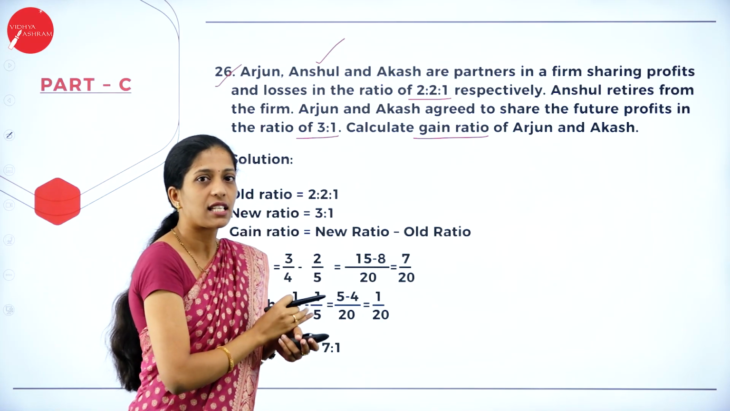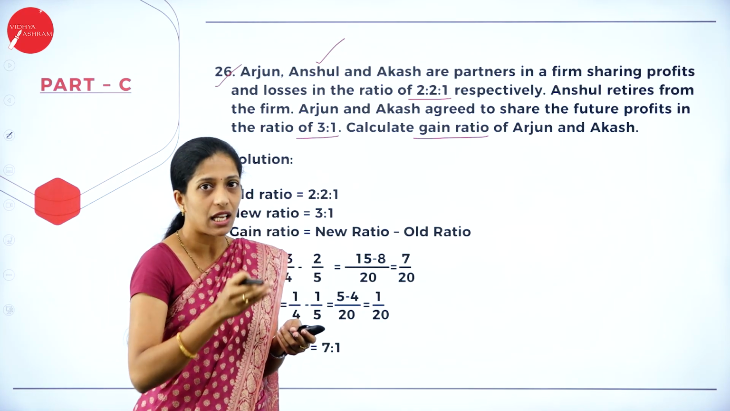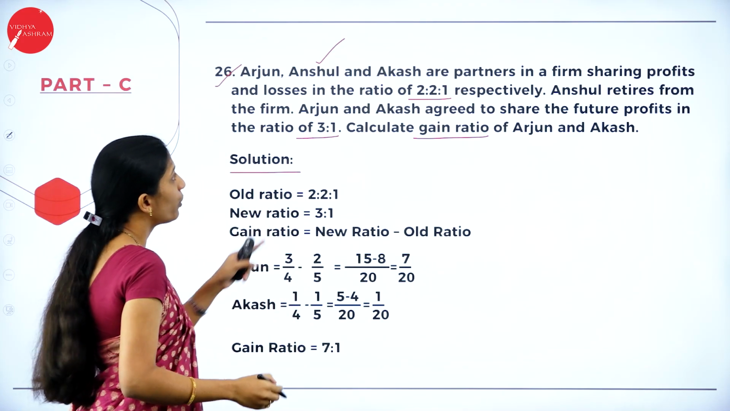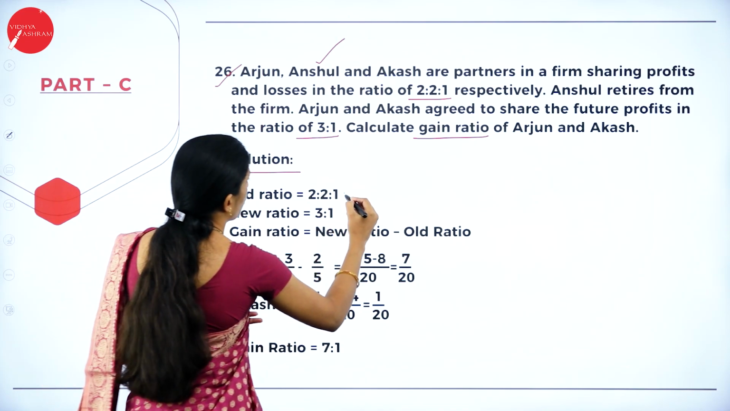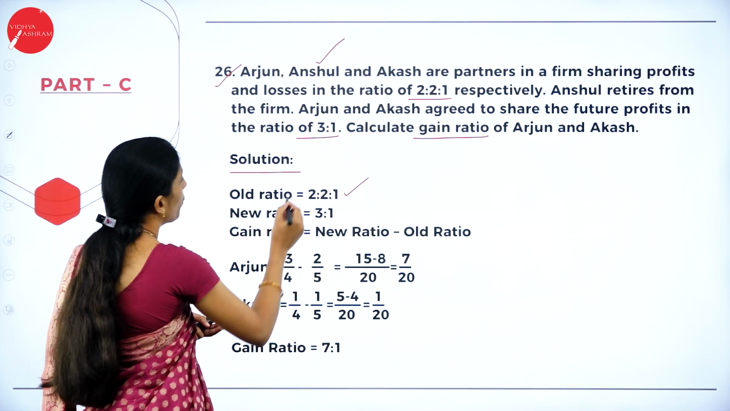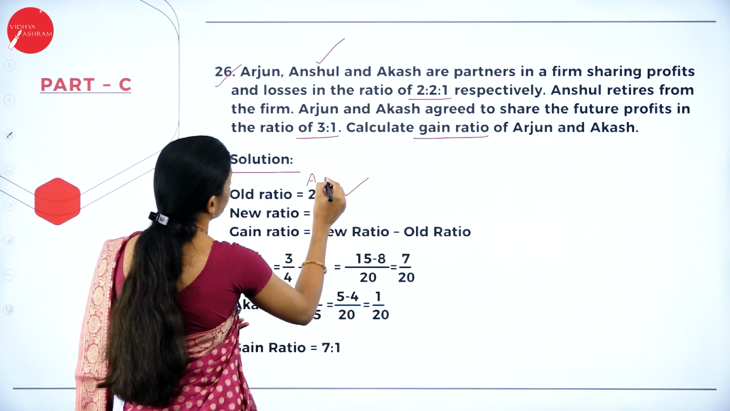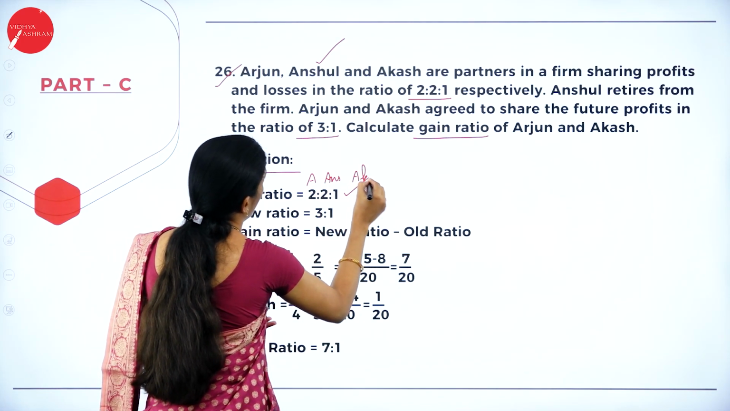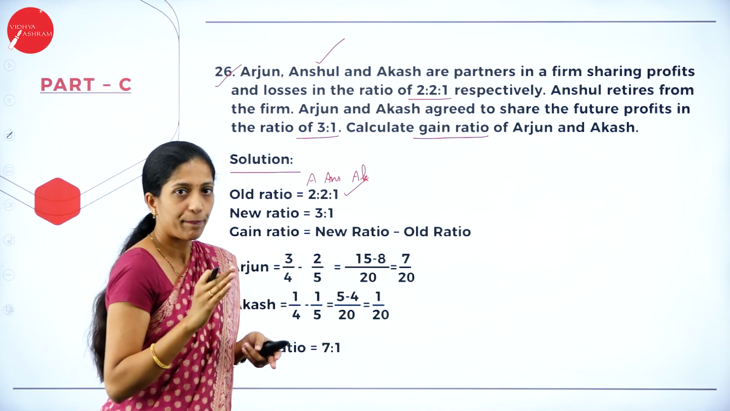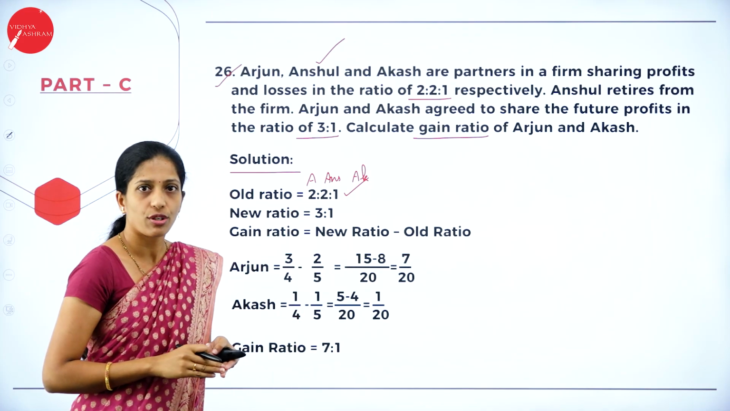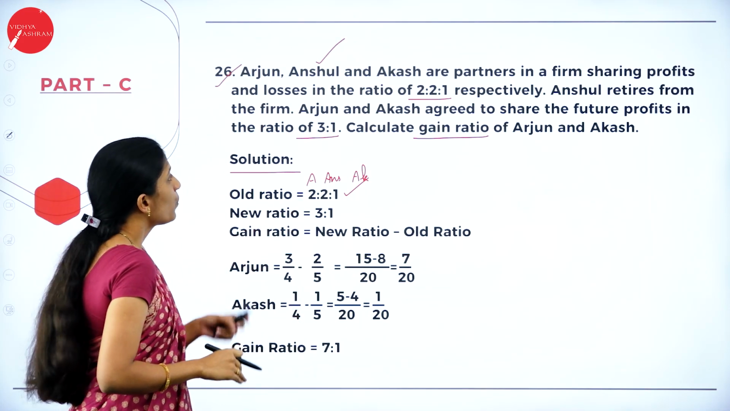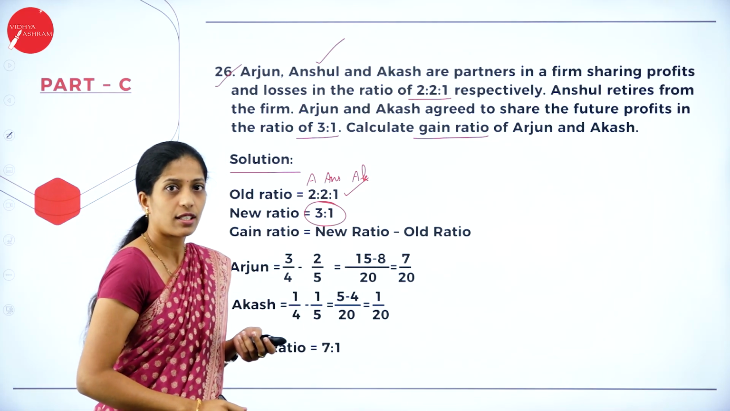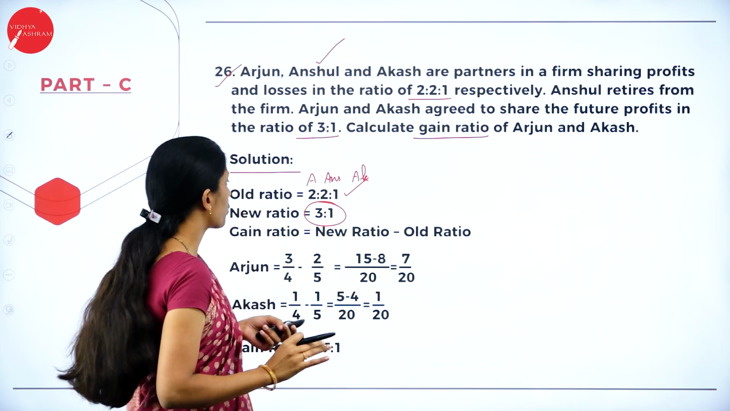First, since it is a 6 marks problem, first write whatever they have given in the question. So, this will be the solution. Old ratio they have given 2:2:1. Or you can write who are the partners. Arjun, Anshul as well as Akash. So, these are the partners. So, their old ratio is 2:2:1. What is their new ratio? 3:1. New ratio is 3:1.